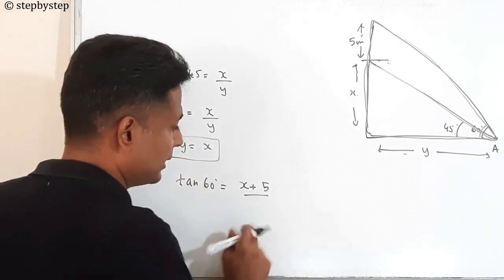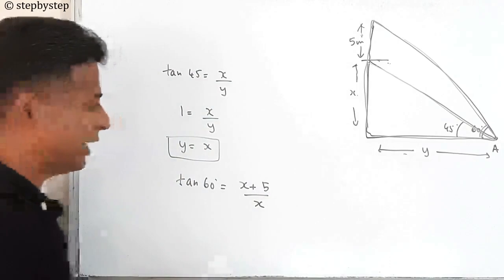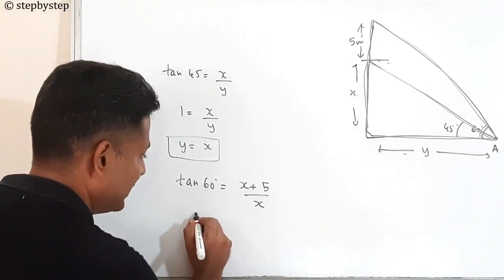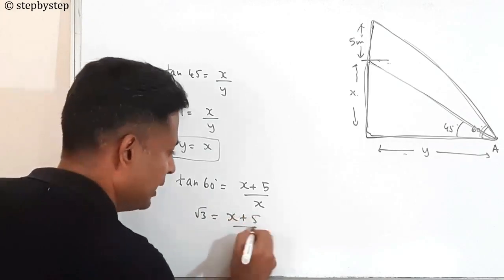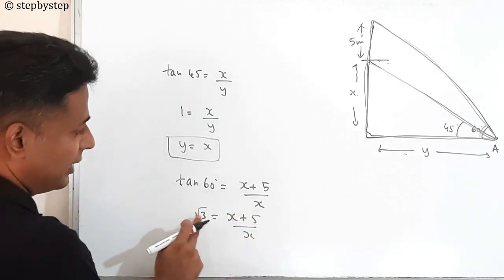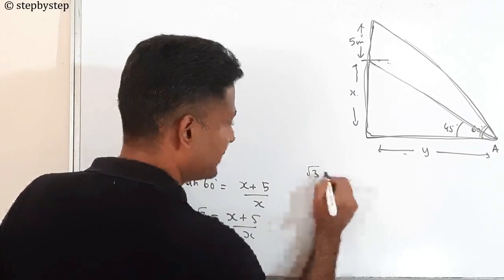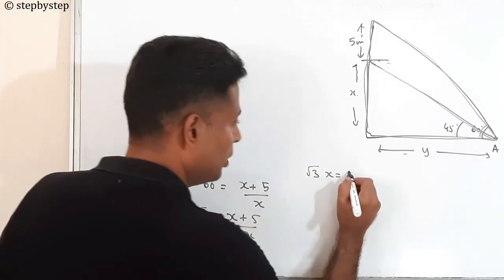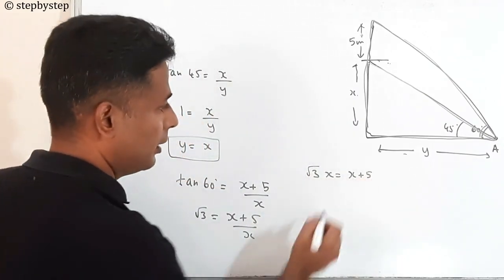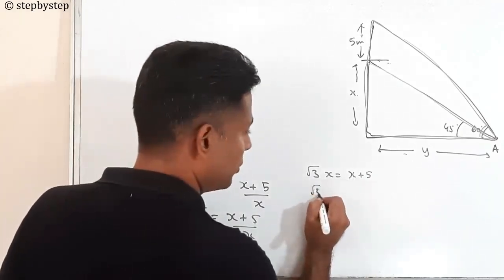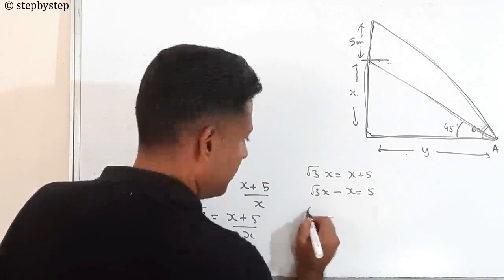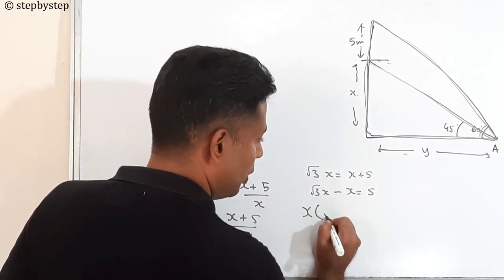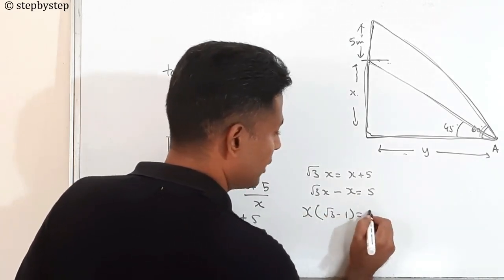Since y equal to x, this will become x plus 5 by x. Now tan 60 is root 3 equal to x plus 5 by x. Now transposing this x here, we get root 3 into x, that is root 3x equal to x plus 5. Now I'll transpose this x here, it becomes root 3x minus x equal to 5. If I take common, it becomes x into root 3 minus 1 equal to 5.